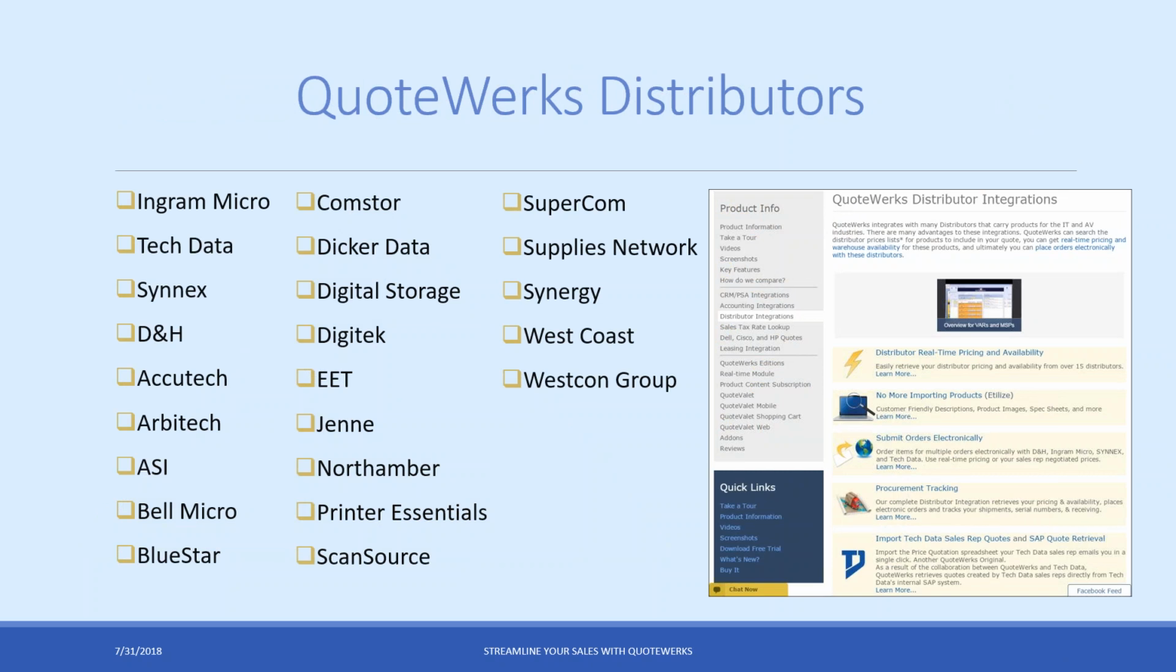These are all the distributors we currently support. Most of these are going to be US and Canadian. There are some UK options in here as well. But for the most part, Ingram Micro, Tech Data, Synnex, and D&H, those are the big ones. ComputerLinks is available as well. And then Jenne and ScanSource and Bell Micro and BlueStar, things like that. So we have quite a few distributors that we have integrations with and that we support in our software.